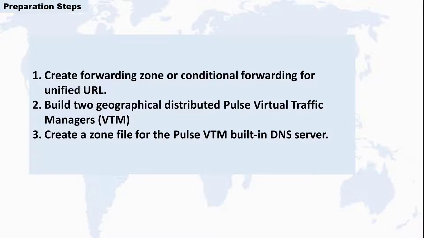Prior to implementing the configurations in this tutorial, you'll want to follow these preparation steps. First, create a forwarding zone or a conditional forwarder for your unified URL. This should send all DNS requests for that URL to the traffic manager IP addresses, which you will build in item number 2. Those should be geographically distributed to provide full redundancy. In my tutorial, I use Amazon East and West for this. And then you're going to create a zone file for your built-in traffic manager DNS server. I'll get into this in detail in a little bit.